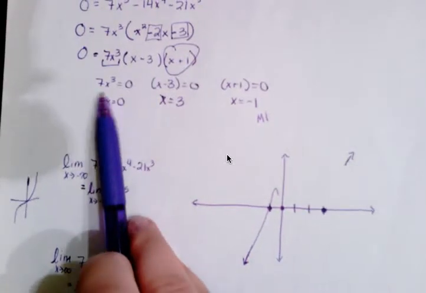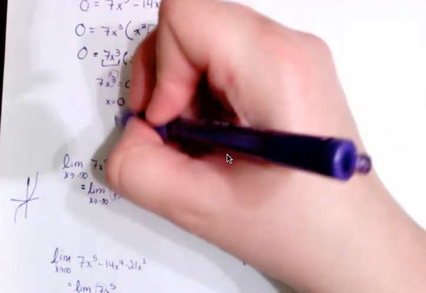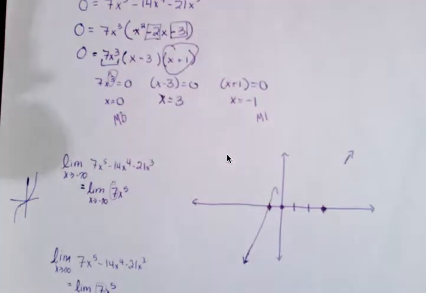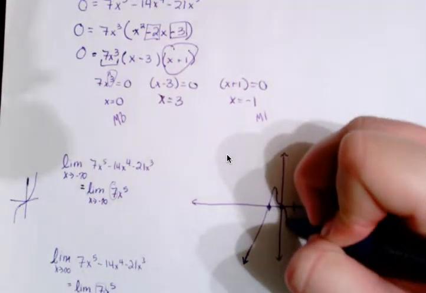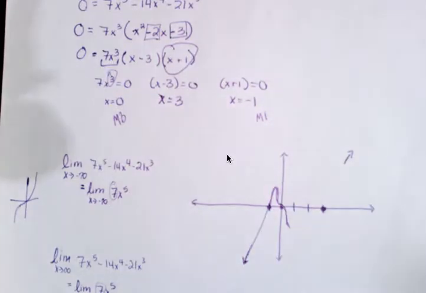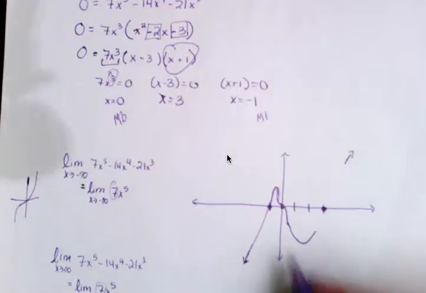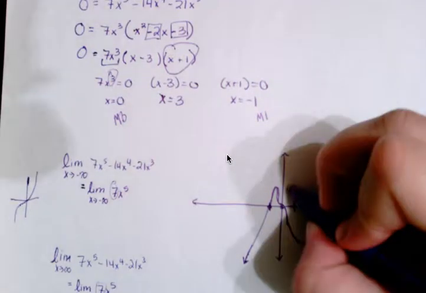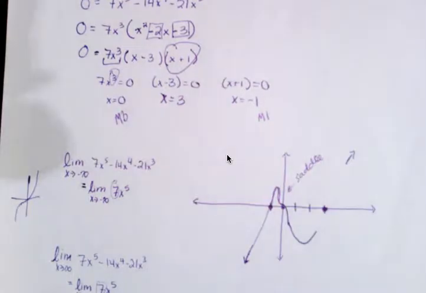Well, 0 is from 7x to the third, so because it's cubed, it has a multiplicity of 3. And remember, when it has a multiplicity of 3, that means it's going to saddle through that point, or switch concavity. So you just draw it switching concavity. And then at some point, it's got to come up to go through our next point. If you really can't draw a saddle, it's fine if you just draw an arrow saying, hey, this is a saddle. Because I know that can be kind of difficult.